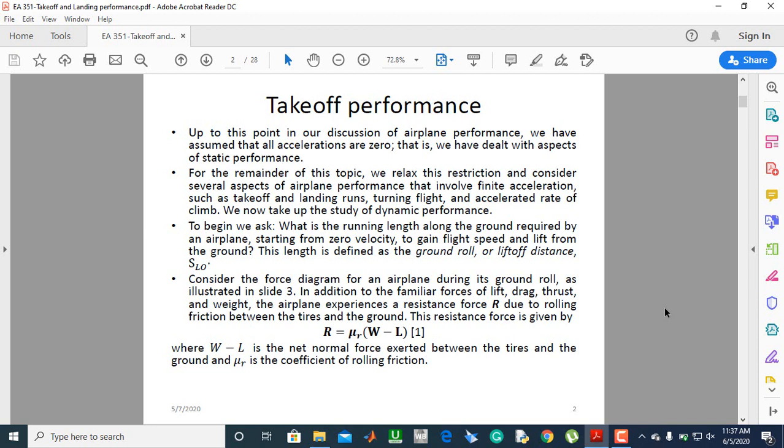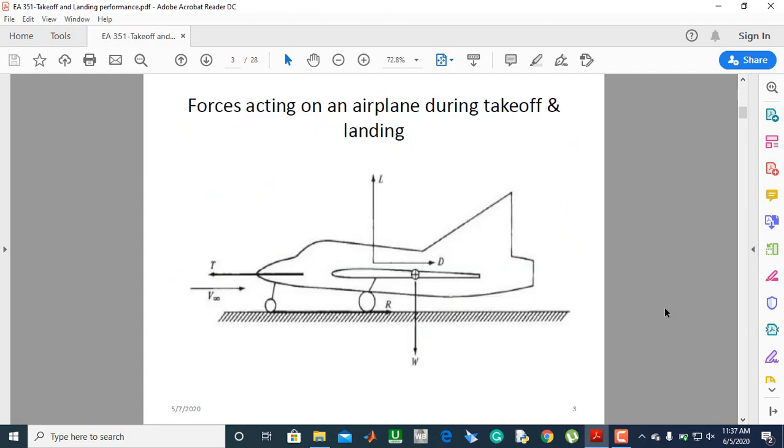In the previous analysis we had ignored the acceleration. We assumed the acceleration was equal to 0 and it never played any role, but in here the acceleration is not equal to 0. So if you look at slide 3, where there is a sketch of an aircraft on the ground about to take off, and look at the forces that are acting on this aircraft.